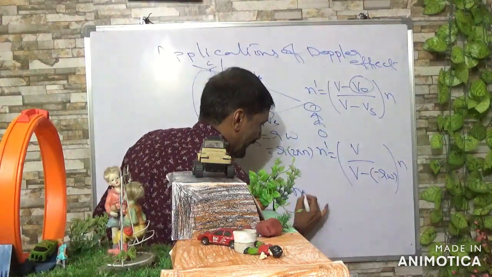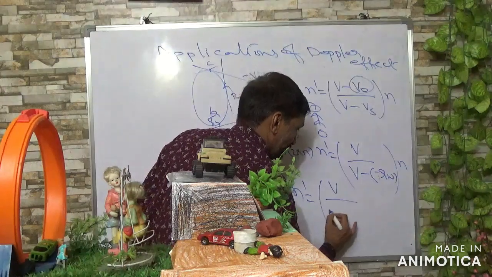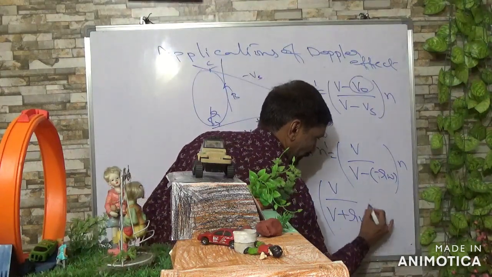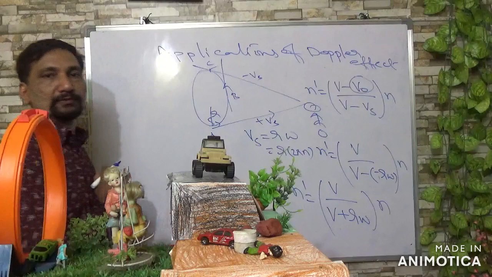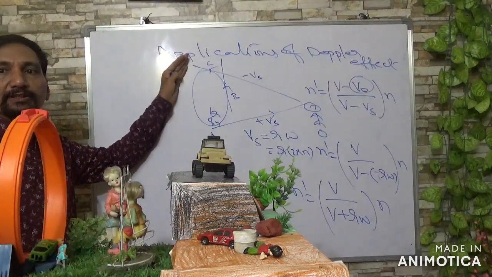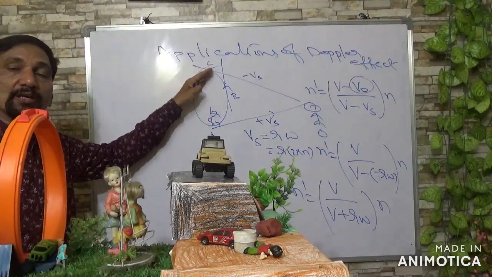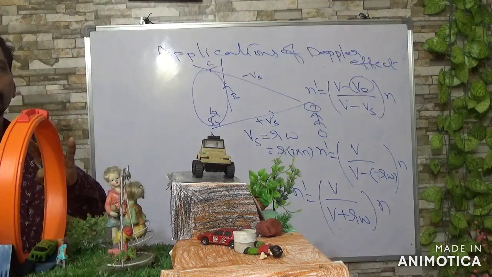So you get n dash is equal to v by v plus r omega into n. That means in this case the frequency will be less because the source is going away. Okay, so this is one model.